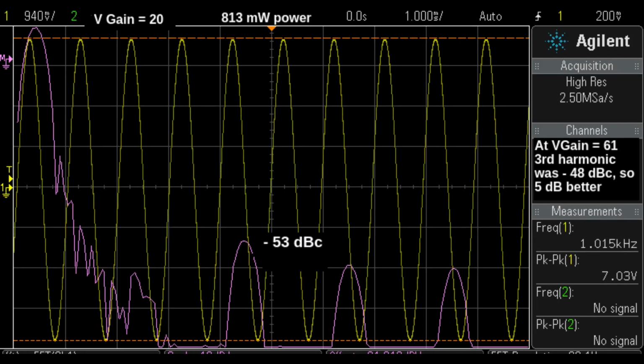In this FFT, the LM386 is driven to 7 volts peak to peak. I removed the cap between pins 1 and 8 to get a voltage gain of 20. In the earlier 7 volt peak to peak slide with a set voltage gain of 61, the third harmonic was only minus 48 dBc. Now it's 53 dB down. Choosing the low gain mode both lowers harmonic distortion, but also noise, if you choose to build up your AC signal voltage with low noise op amps.